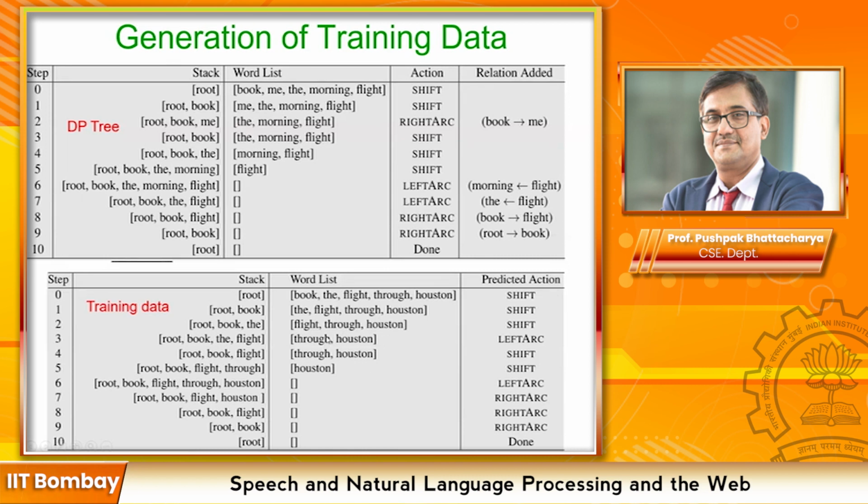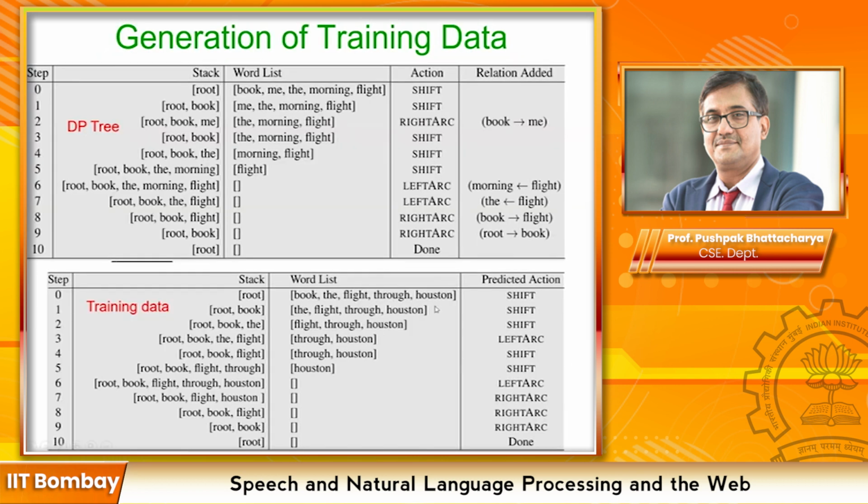So the procedure that we discussed just now will produce these predicted actions: shift, shift, shift, left arc, shift, shift, left arc, right arc, right arc, right arc, done. So these predicted actions are deciphered, I'll not say so much as learned, from the training data. I just observe the training data and immediately the operations become apparent to me. So this we call the step of generating the training data.